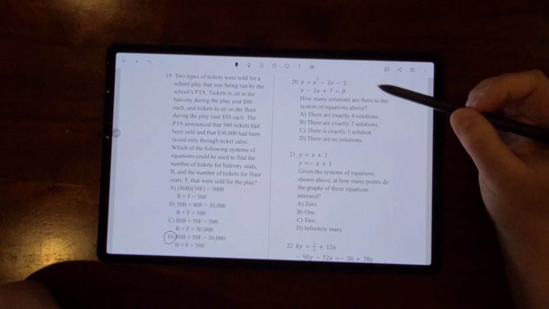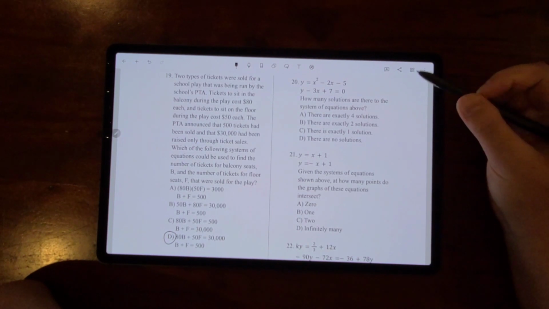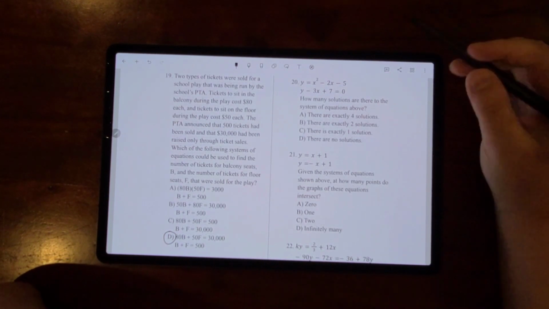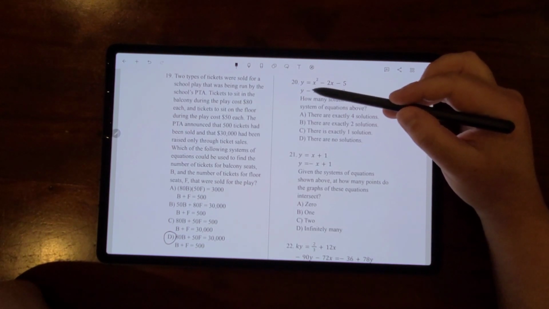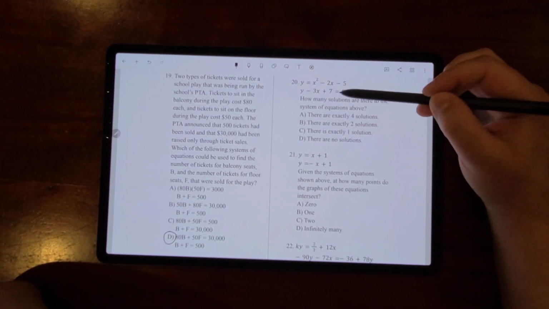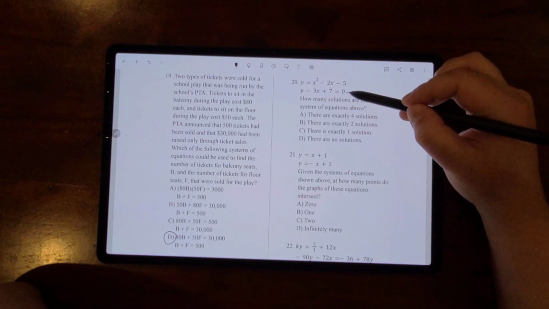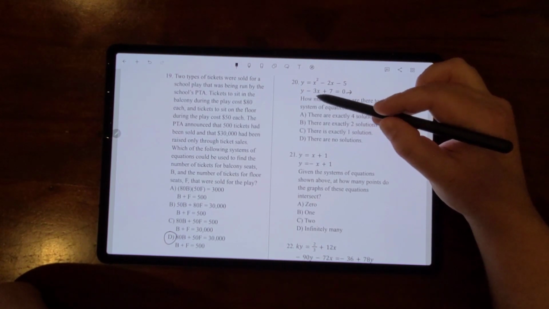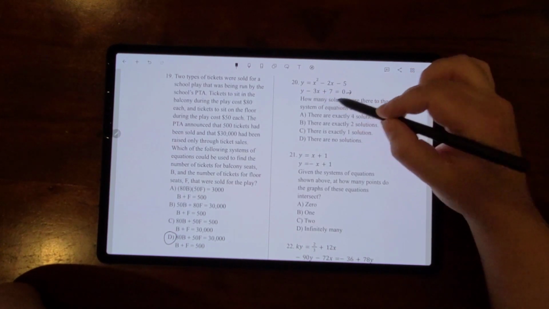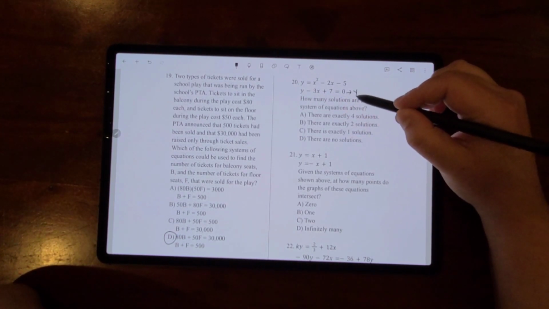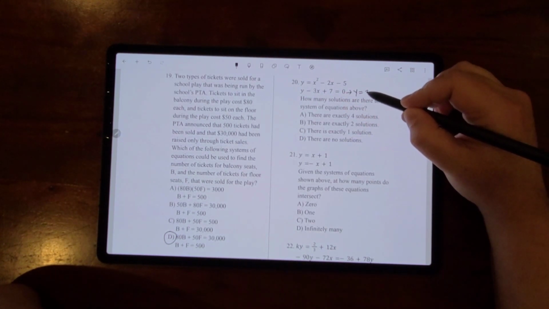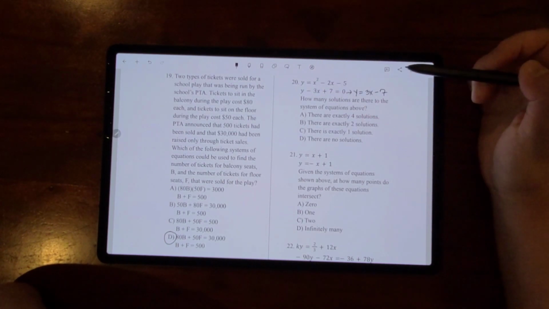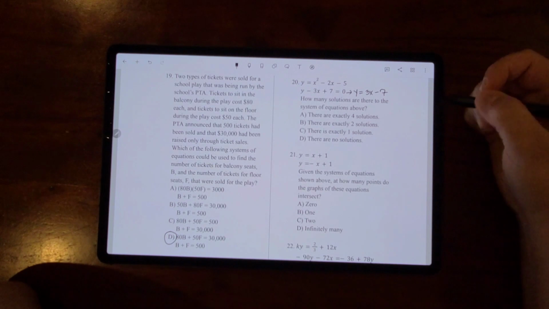Okay, so for number 20, it's asking how many solutions are there for the system of equations above. So right away I'm going to try to get y by itself over here so I can just set these equations equal to each other. So I'm going to subtract 7 from each side and then add 3x so that it can move to the other side and get y by itself completely. So it's going to be y is equal to 3x minus 7 now. And then we still have that same top equation. So I'm going to set my y's.